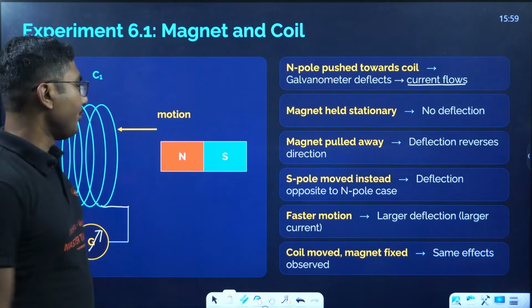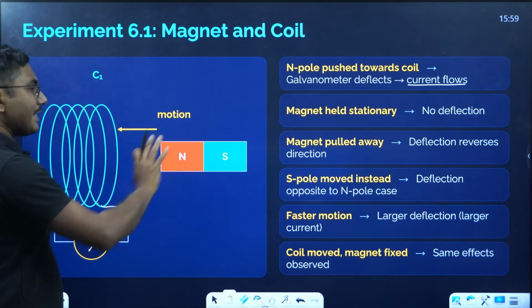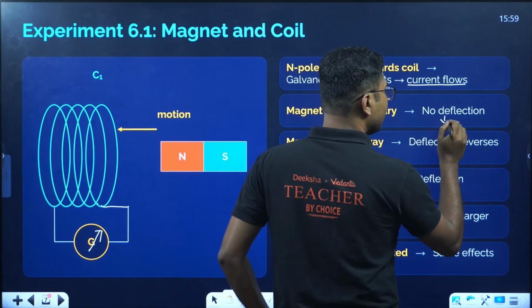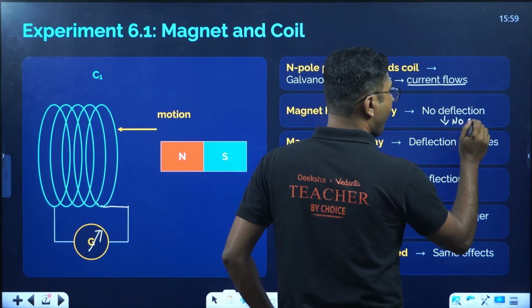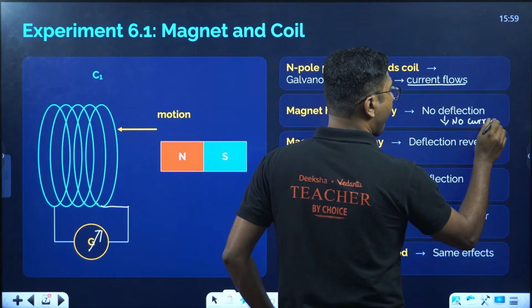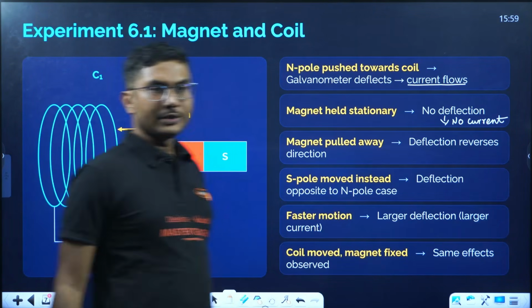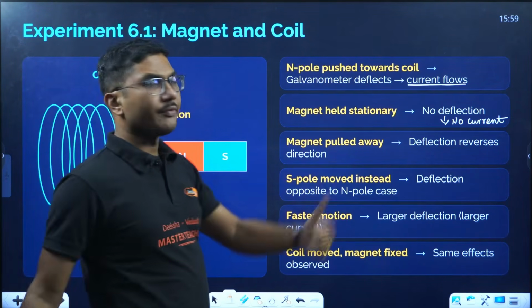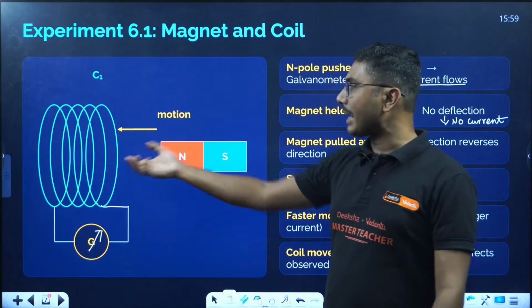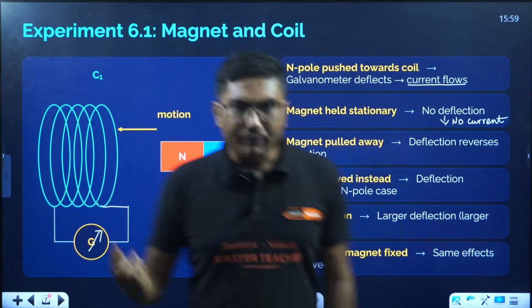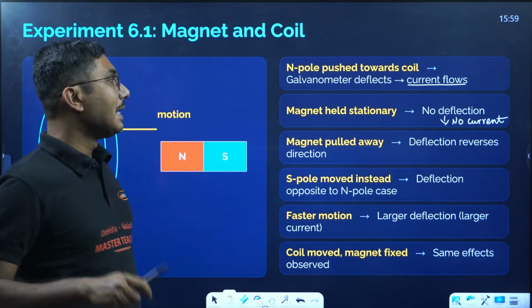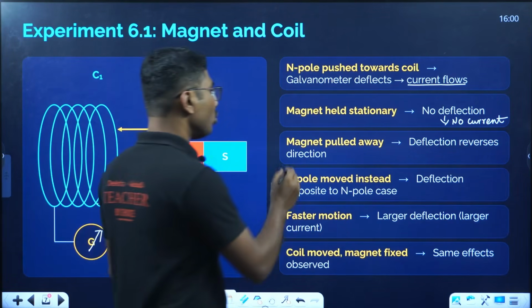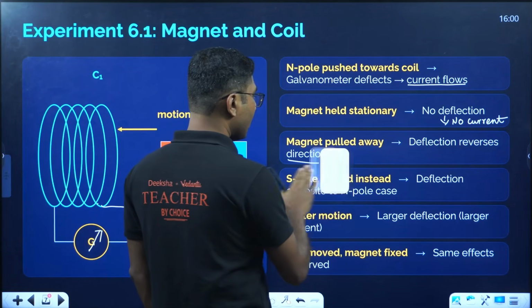Now, if you keep the magnet stationary, the magnet is not moving, there is no deflection, which means no current. Next, the magnet is pulled away from the coil. You are taking the magnet and pulling it away from the coil. That is also important: the deflection reverses direction. That is a super important point to remember.